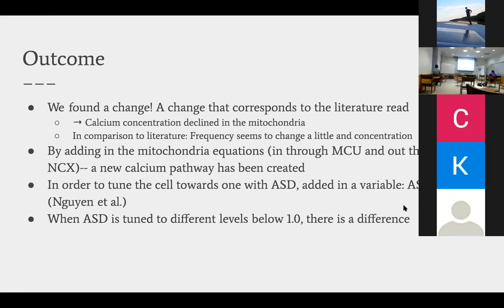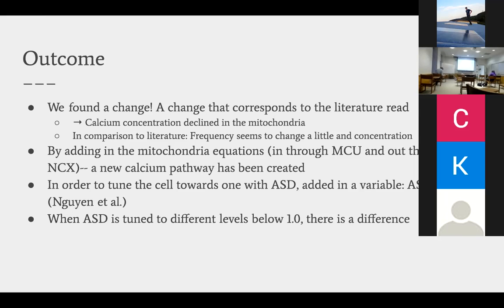So as an outcome, we did find a change, which was great. And it corresponds to literature that we read, and I read all this different stuff, which was great. And so what we found is that the calcium concentration did decline in the mitochondria as we tweaked that IP3 receptor.